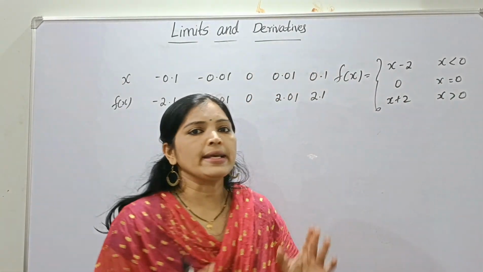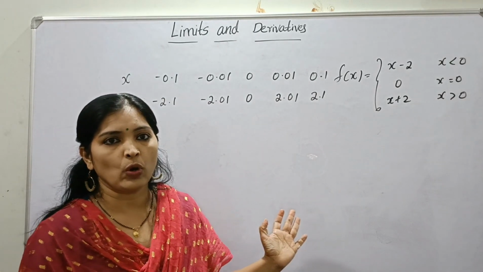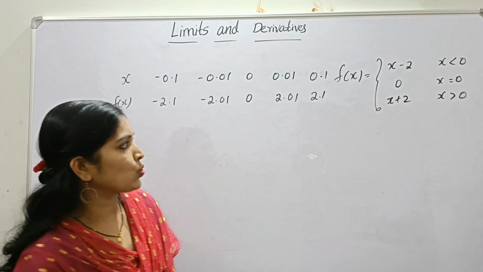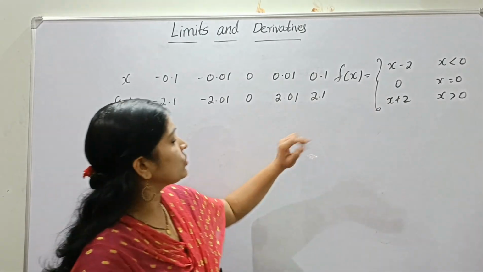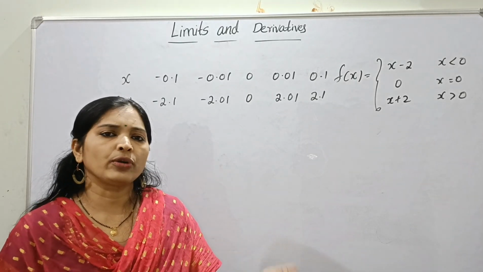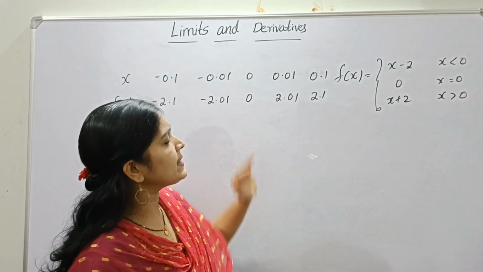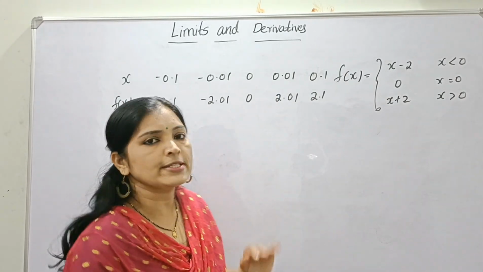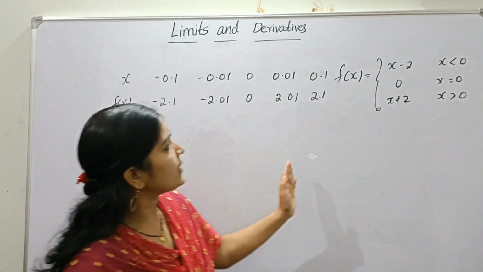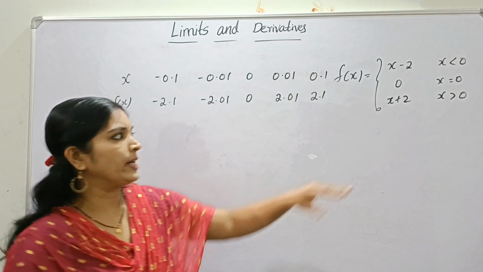Next let us take some positive values that are very close to 0. For x plus 2, where x is greater than 0, we take 0.01, or you can take 0.001. When x is equal to 0.01, f of x is 2.01. And when x is equal to 0.1, f of x is equal to 2.1. So that is the function.